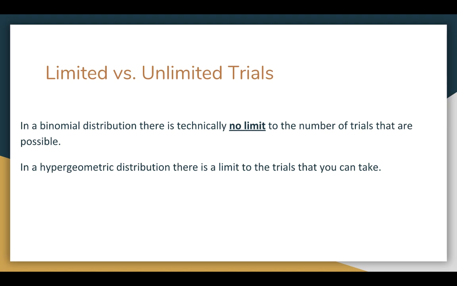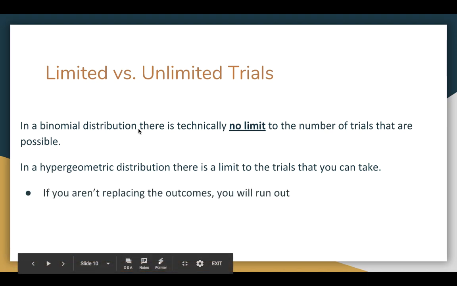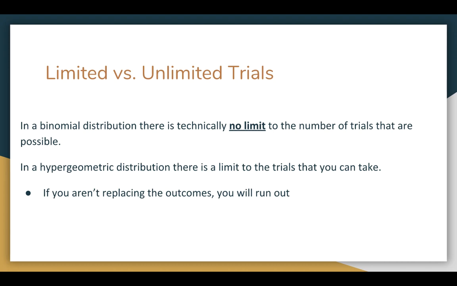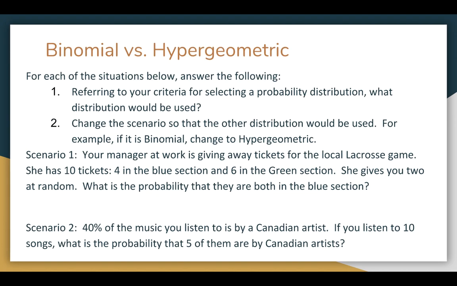52 cards, you can't just keep drawing cards if you're not replacing them. In binomial, and you're replacing the card, you could draw the card as many times as you want and play any kind of game with that. And so that's what the limited versus unlimited means. It's just something I came up with to help you understand and think about it: when you have a total population that you're dealing with, that's a hypergeometric.